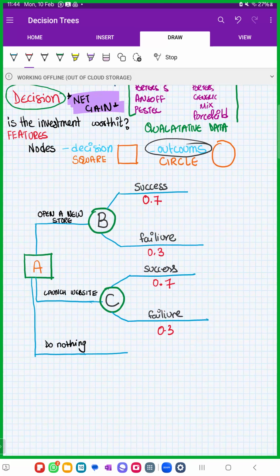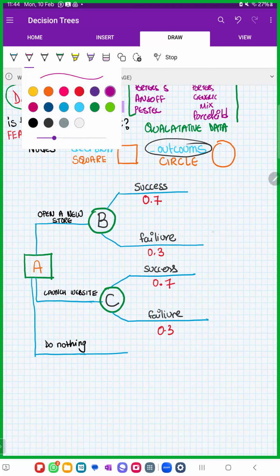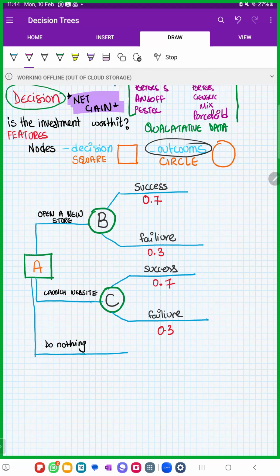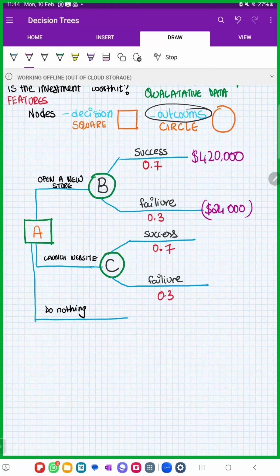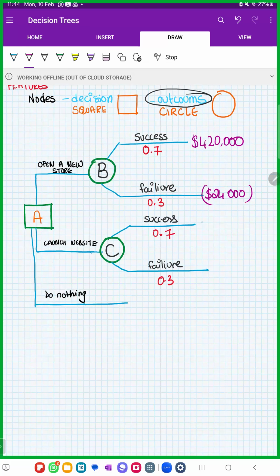Okay. So if I, as a business, decide to go ahead with the option of opening the new store, I am likely to make a profit of, and this is the number given to me in the question, by the way, so I'm just inserting the numbers. If I'm successful, I'm likely to make a $420,000 profit. If I fail, I am going to make a $24,000 loss.